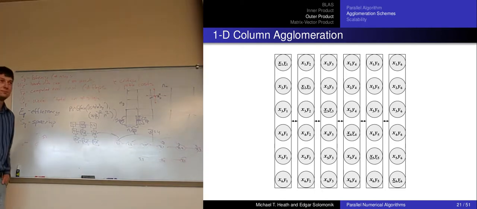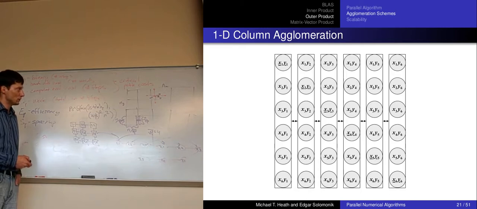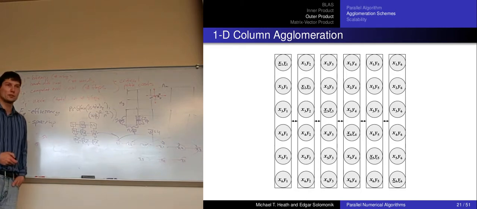It's an all-gather with X, right? Because you want all of X1 through X6 to be on every processor. Yeah, that's true. So you need to receive a message from every other processor on every processor. Yeah, so it's an all-gather.